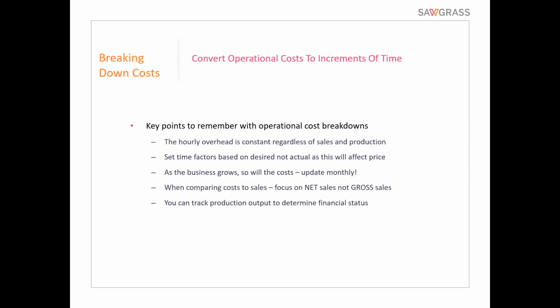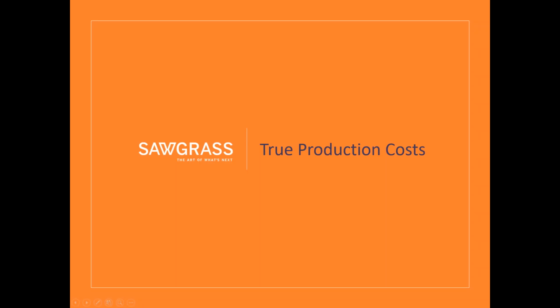And you can always track your production output to determine your financial status. That part I really like. I like to know at the end of the day, how much did we produce today, and be able to look back at what my cost of operation was that day. Am I on track? Am I behind? Am I ahead? Those are things that are very useful to me. Even if you're a single-person operation, it's still useful to know.